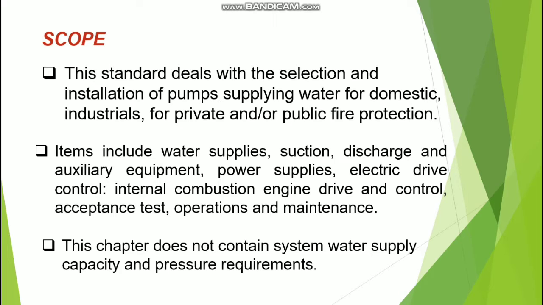So items include water supply, suction, discharge, and auxiliary equipment, power supplies, electric drive control, internal combustion engine drive and control, acceptance test, operations, and maintenance. So this chapter does not contain system water supply capacity and pressure requirements.